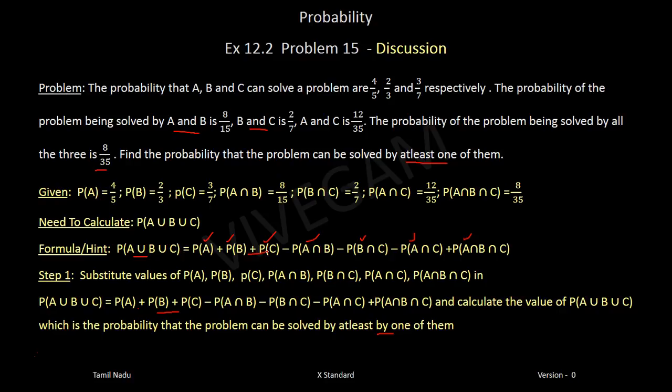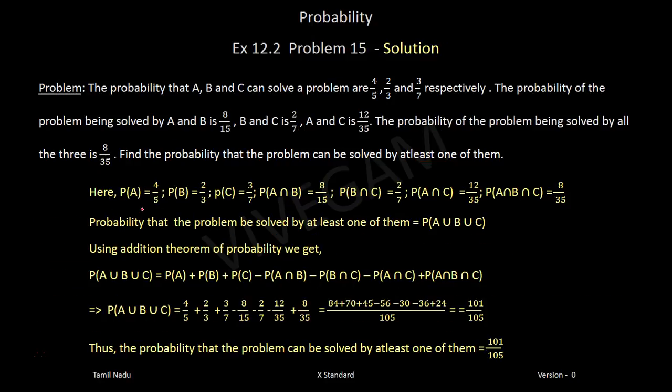Okay. So let's do the problem. The various values are given. Probability of A, probability of B, probability of C, etc. And the probability of the problem being solved by at least one of them is mathematically, as I was telling you earlier, A solving or B solving or C solving or A and B solving or B and C solving or A and C solving or A, B, C solving. All these possibilities are represented by probability of A union B union C. And that is given by this big formula.